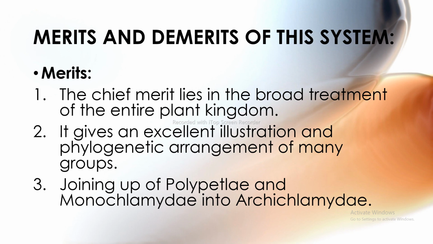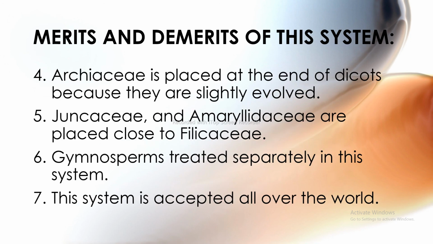Next I am going to discuss the merits and demerits of this system. First I am going to discuss merits. The chief merit lies in the broad treatment of the entire plant kingdom. It gives an excellent illustration and phylogenetic arrangement of many groups, joining up Polypetalae and Monochlamydeae into Archichlamydeae. Araceae is placed at the end of monocots because they are slightly evolved. Juncaceae and Amaryllidaceae are placed close to the Liliaceae. Gymnosperms are treated separately in this system. This system is accepted all over the world.